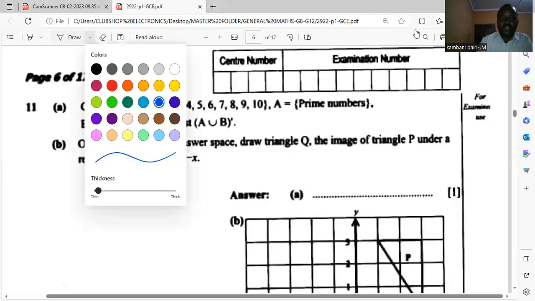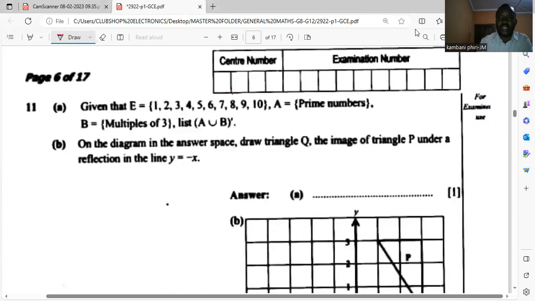In this presentation, we want to look at question 11 up to, I think, question 15 of the 2022 GCE Paper 1. All right, let's look at the first question.